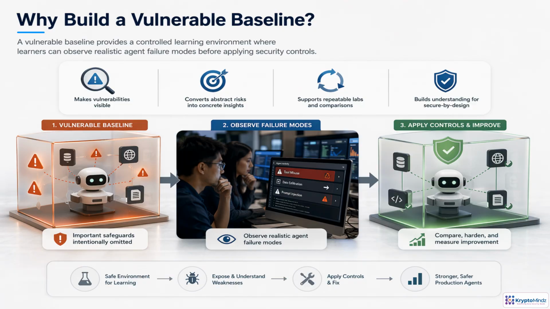Before we harden an agent, we need something concrete to harden. A vulnerable baseline is a safe, controlled version of the system with key safeguards intentionally missing. That makes risks observable instead of theoretical. Learners can see prompt injection, excessive tool access, data leakage, and weak logging as real failure modes. Later, when we add controls like least privilege, approval gates, logging, policy enforcement, and governance, the improvement becomes measurable. The baseline gives us repeatable labs, clear comparisons, and a practical reason for secure by design choices.